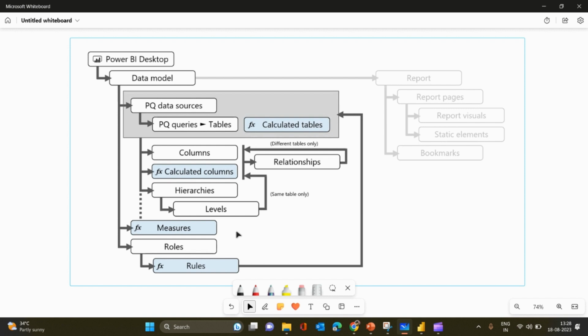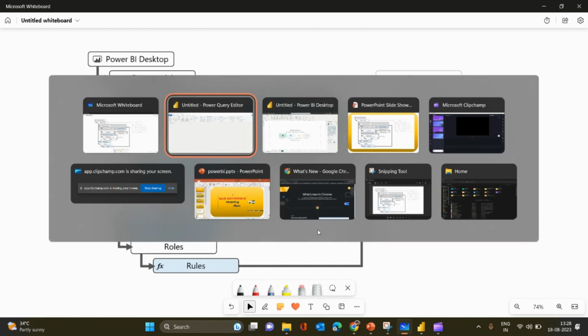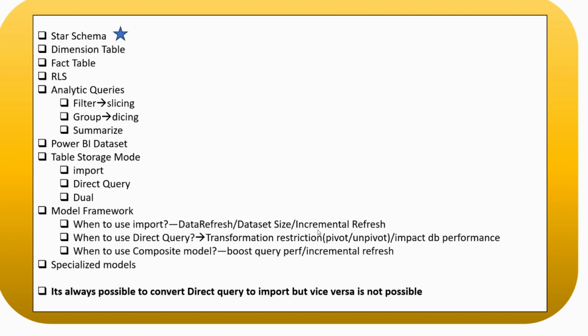So I hope it is clear. Next, we will come to modeling. So far we have seen the overall picture of Power BI. Now we are going to pick modeling alone. We are going to see the importance of modeling, and what all the things we can do inside modeling.